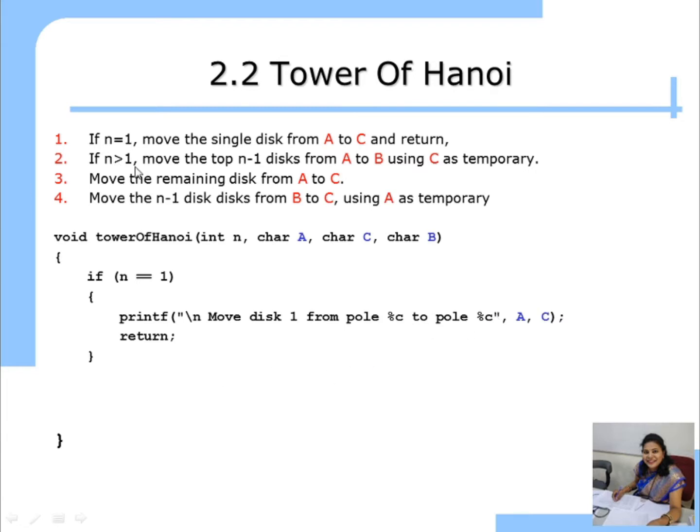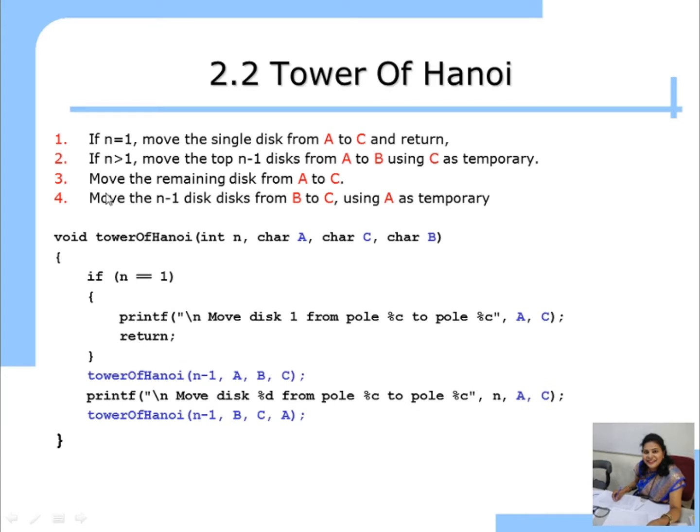But what happens if n is greater than 1? Then next line. If n is greater than 1, then move. Whenever we say move, we are actually calling the Tower of Hanoi function recursively. So move the top n minus 1 discs from A to B using C as a temporary. So here we write A, here we write B, and C is a temporary. If you remember, these parameters are source, destination, and temporary. So what is source? A. From A to B means source is A, destination is B, and C is a temporary.